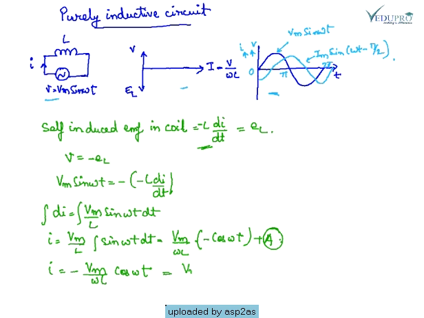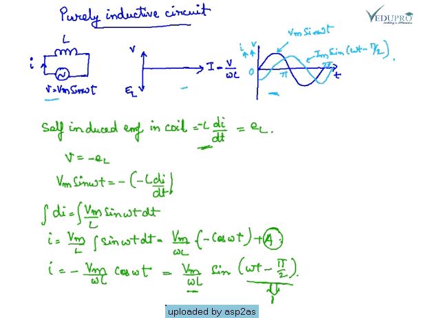which is equal to Vm upon omega L sin omega t minus pi by 2. Current will be maximum when this term sin omega t minus pi by 2 gets to be 1, and that will be Vm by omega L.